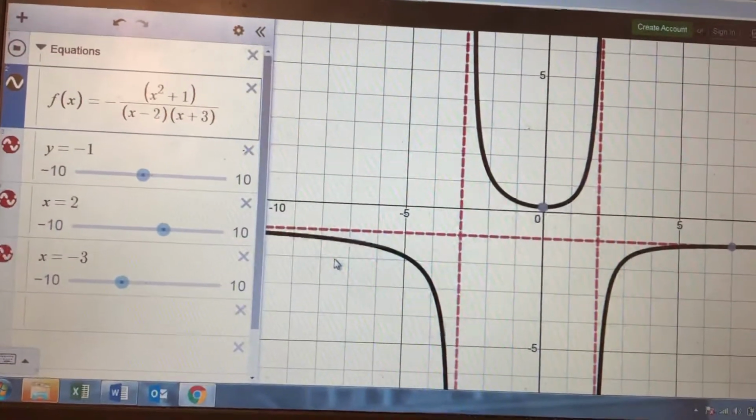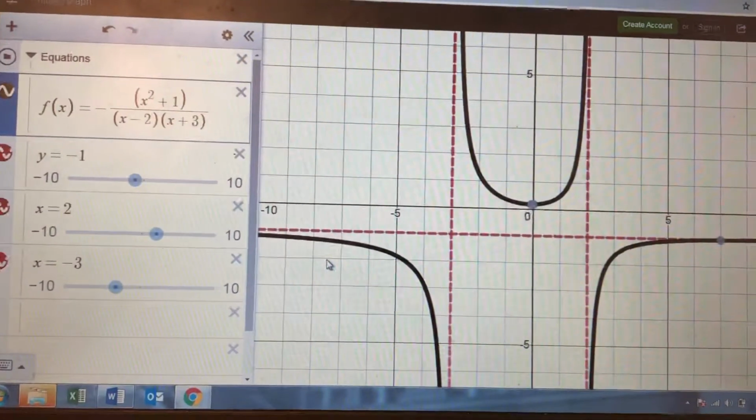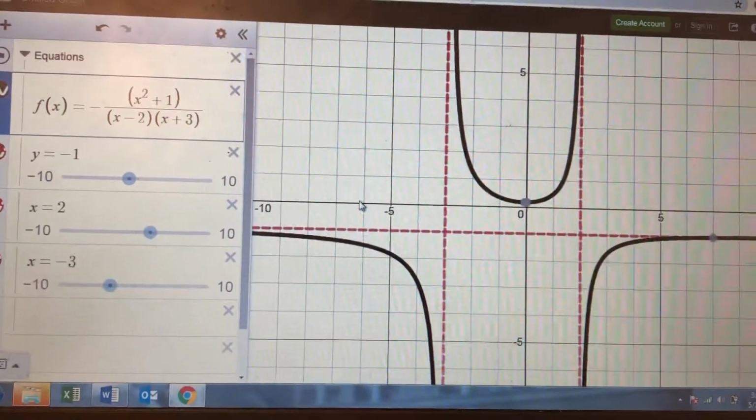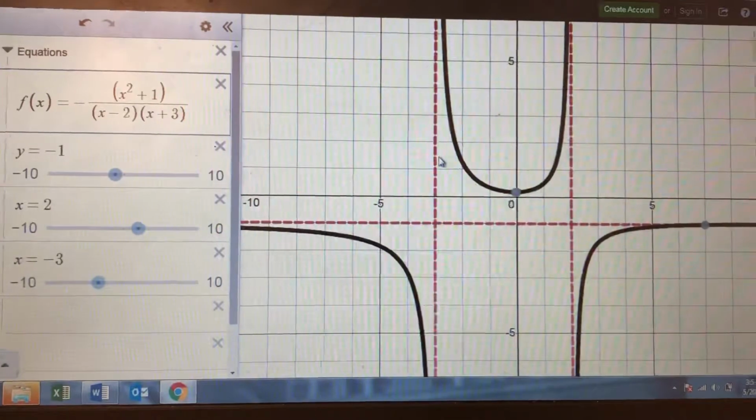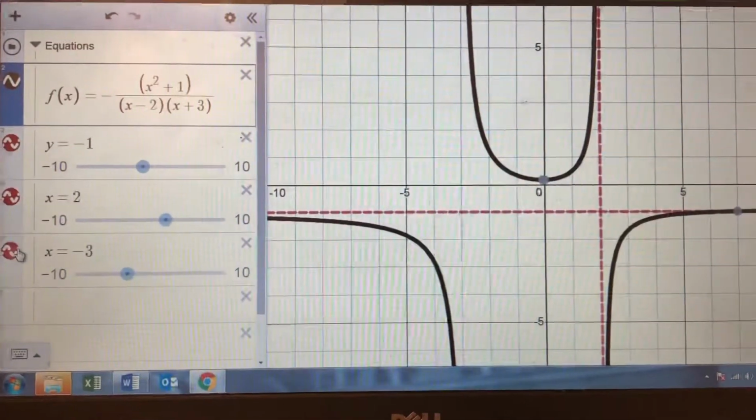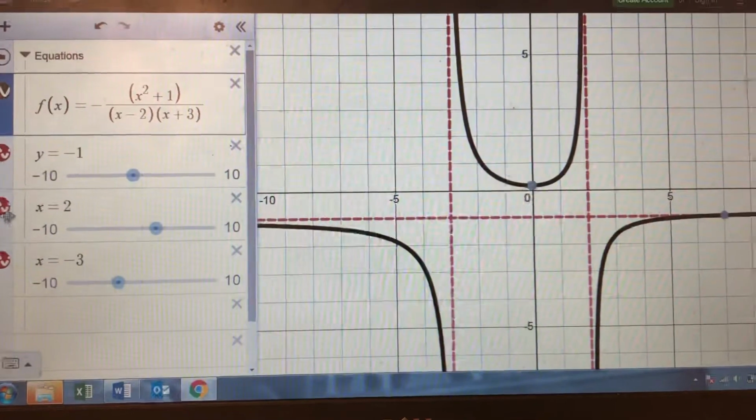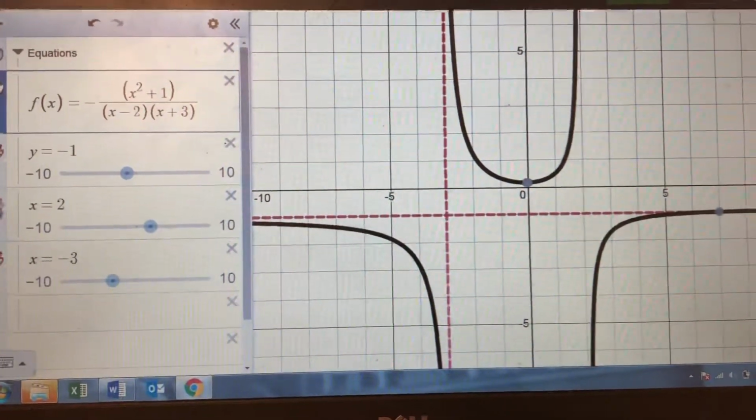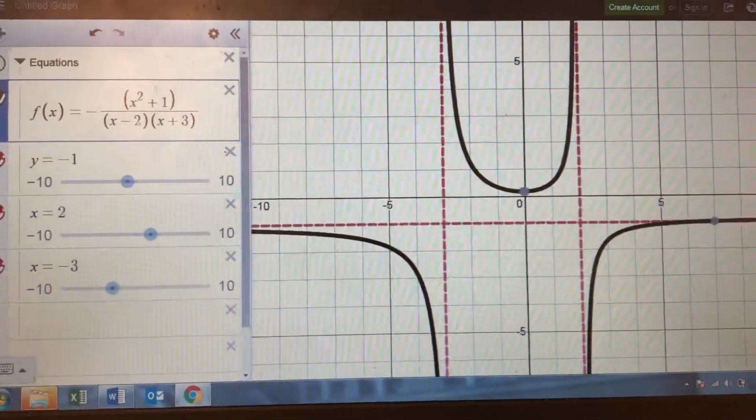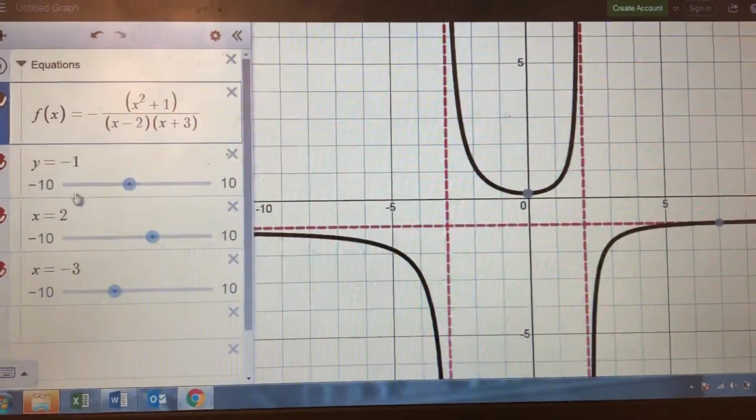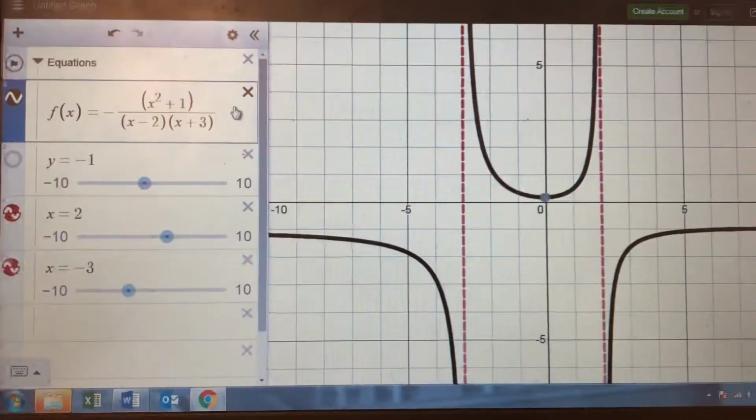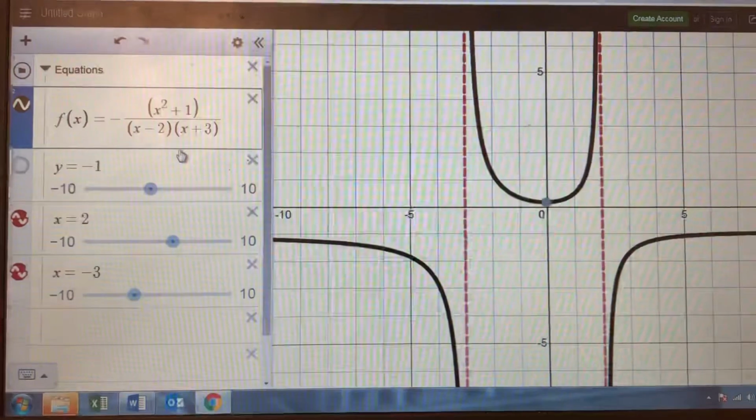But what we're going to try to do in this video is to determine what makes a vertical asymptote. For example, here are the vertical asymptotes for this graph. One of them is the equation x equals -3, that's the left one. And one of them is the vertical line x equals 2, which is that one. So what about this function made those the vertical asymptotes? Let's turn off the horizontal for a minute. We'll discuss that later. Well, I bet you can figure it out.